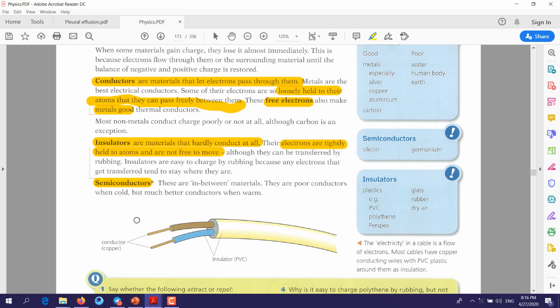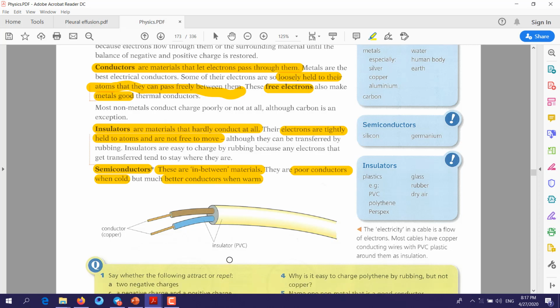So how is that? It depends on some factors. There should be something that will help it to conduct. For example, semiconductors, these are in-between materials. They are poor conductors when cold, but much better conductors when warm. So here we have a material whose conductivity depends on the temperature. If it's cold, it will not conduct. If it's warm or hot, it will be a much better conductor.